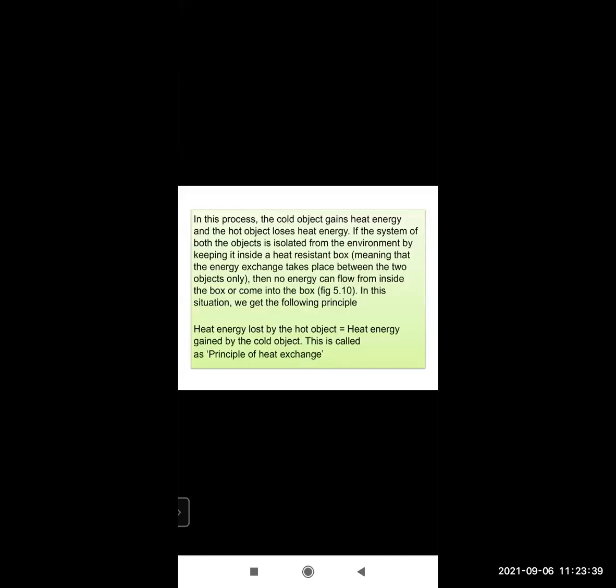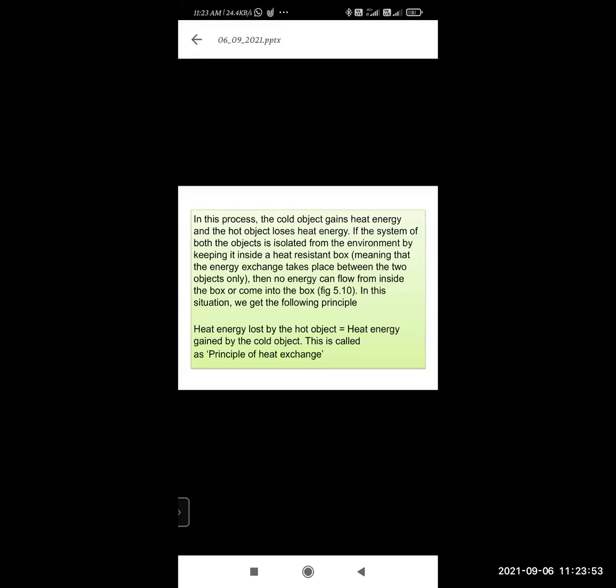And after doing this activity, we have got the following principle of heat exchange, that is heat energy lost by the hot object is equal to heat energy gained by the cold object. So this is called the principle of heat exchange. And at last, we have seen the measurement of specific heat, that is mixing method and calorimeter.